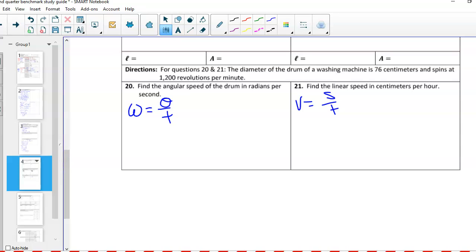All right. So with these problems, you have to do your linear speed before you do your angular speed. Remember, linear speed is your s over t. Angular speed is your theta over t. In order to find this, you need to find this first. But in order to find your arc length, you need to find theta. In order to find theta, we need to take our revolutions and multiply it by 2 pi.